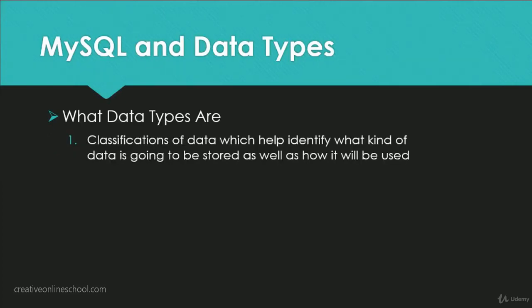Data types are classifications for data that help to identify what kind of data is going to be stored, as well as how it will be used. What this means is that in effect, you can think of them as identifiers for the containers the data is going to be placed in.